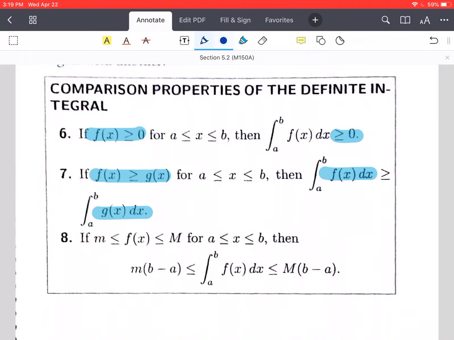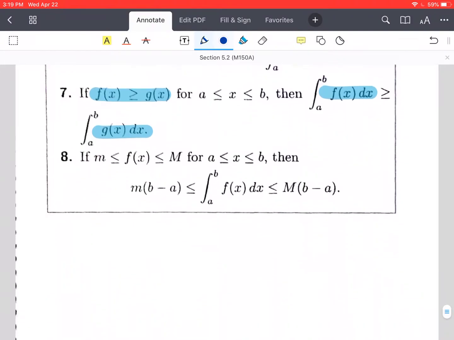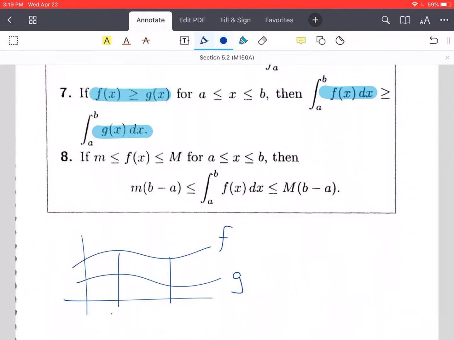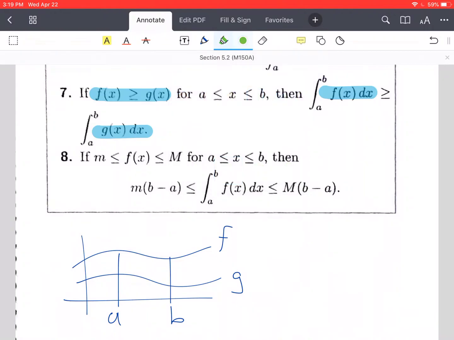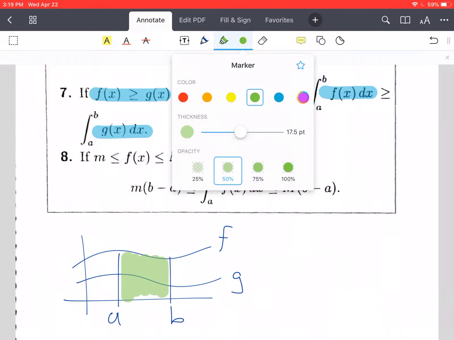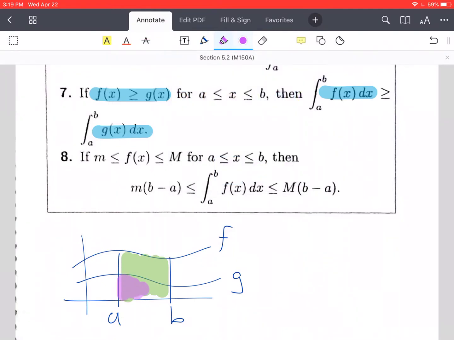So if we have, for example, here's f, here's g, here's a and b. All this is saying is the area under f, which is all of this, must be bigger than the area under g, which is this portion. That's what that property says. As long as one function is above another, the area beneath it must be greater.